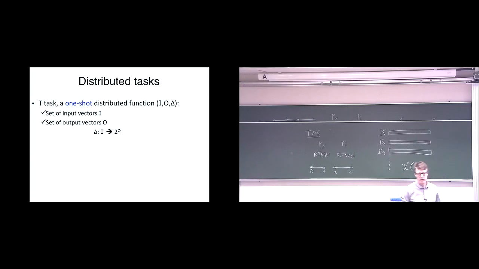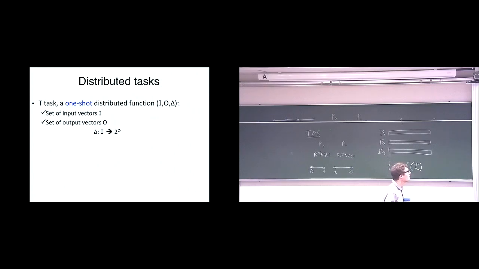So what problems do we analyze? We talk about distributed tasks. You have a set of inputs, which we call a set of input vectors. A vector associates an input to each of the processes. You have n processes, so you have a vector of dimension n for each input condition. All possible input vectors constitute the set of inputs. Respectively, we have a set of outputs. These are all possible output values which can be produced.